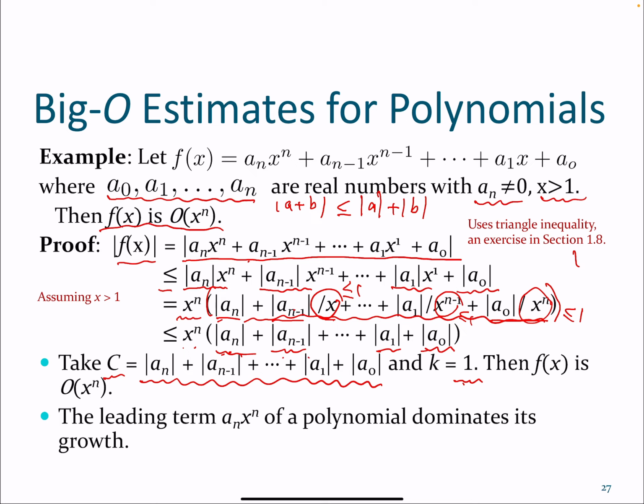Okay, so you can see we already proved that f(x) is big O of x^n. That means the highest order term of the polynomial dominates its growth, which is very, very useful.